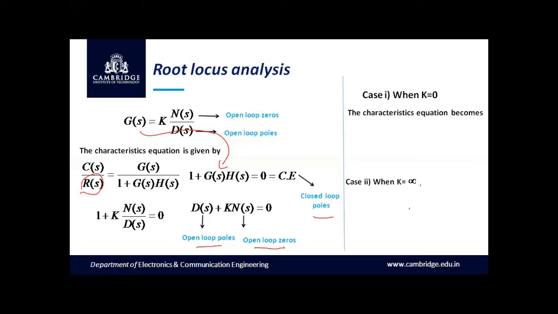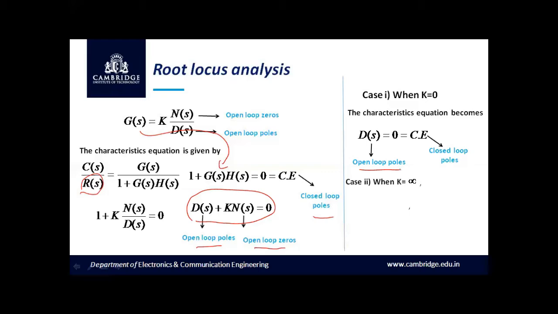Now we are going to change the value of k from 0 to infinity, and let us look into the results. When k is equal to 0, let us see what happens to this characteristic equation. After substituting k equal to 0, I get D of s equal to 0, which is the characteristic equation. Hence, it is very clear that the open loop poles are equal to the closed loop poles. Hence, at k equal to 0, it always starts at the open loop poles.